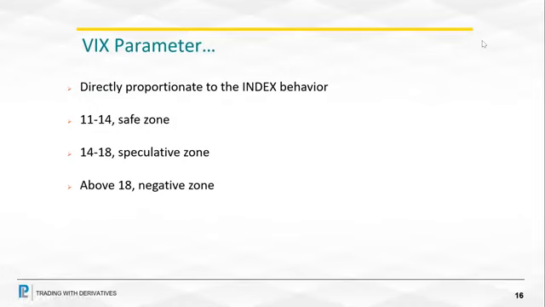So quickly about VIX: 11 to 14, it is safe zone. 14 to 18, it is speculative zone. Above 18, negative zone. If we look at the current scenario for the past 2 months, many of you must be wondering that if these are the levels between 11 to 18 we are discussing, then VIX was around 80 a few days back. Now also it is above 40, and it's hovering on the highest side.